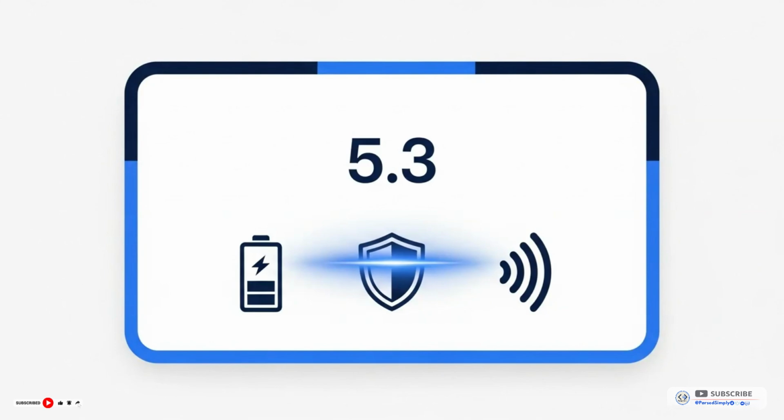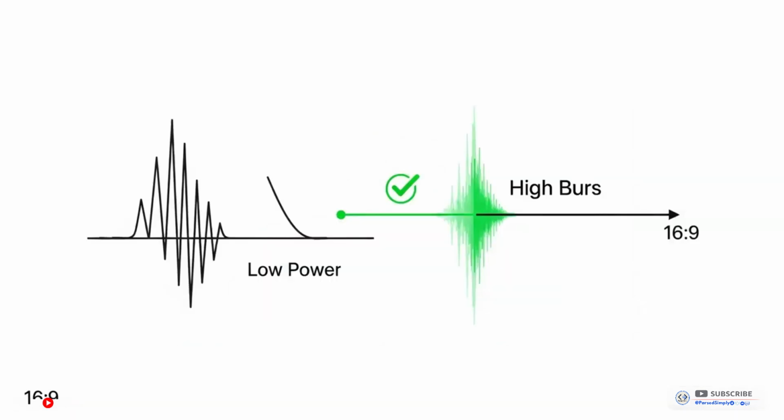Bluetooth 5.3, released in July 2021, shifted focus away from raw speed to concentrate on three pillars: power efficiency, enhanced security, and signal reliability. It introduced connection subrating, which allows devices like heart rate monitors to stay in a low power state, but switch to high bandwidth mode instantly when data needs to be sent, eliminating wake-up lag.